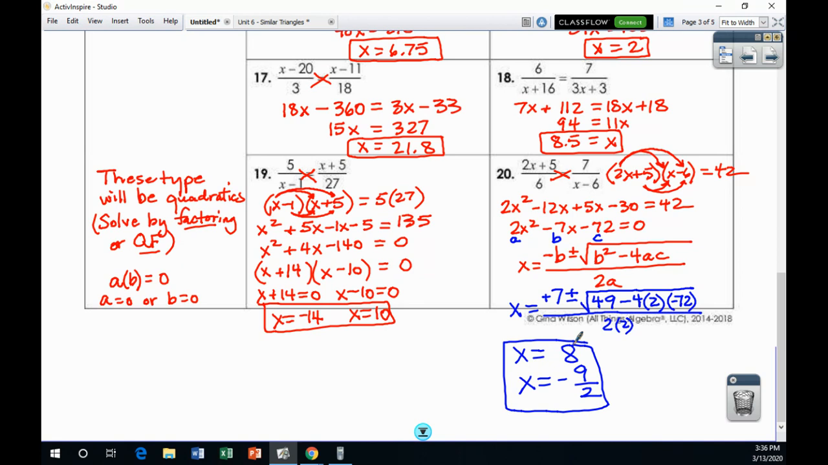Okay? So there are my two answers using the quadratic formula. That one's a little bit tougher to factor, so I want to show you that technique right there, quadratic formula, because some of you may just decide you want to do quadratic formula all the time. Okay, so this is the end of the first video.